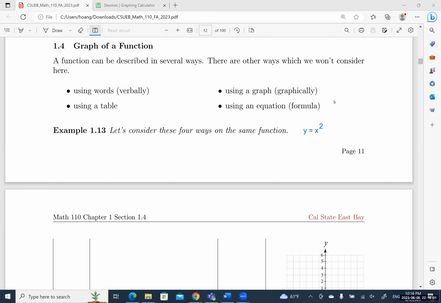Okay, we are in 1.4, graph of a function. In mathematics, a function can be described in several ways. I'm going to say 4 ways. There are other ways we won't consider here, but mainly it's 4 ways. The first way is using words, which we call verbally.